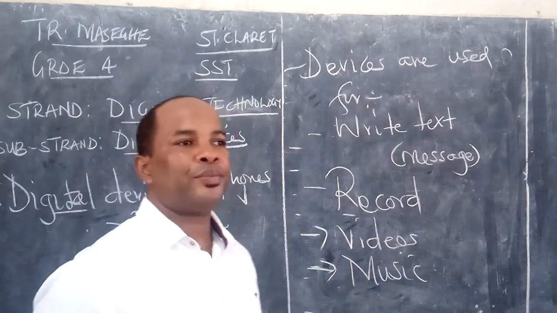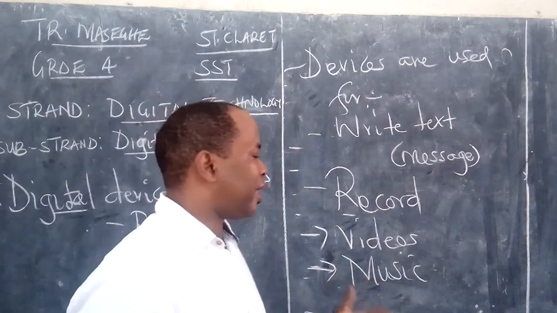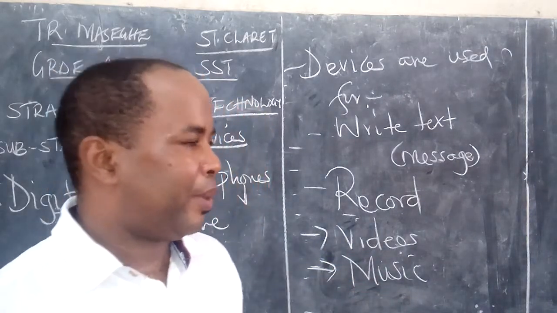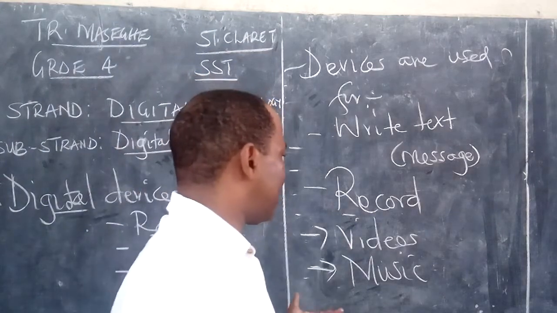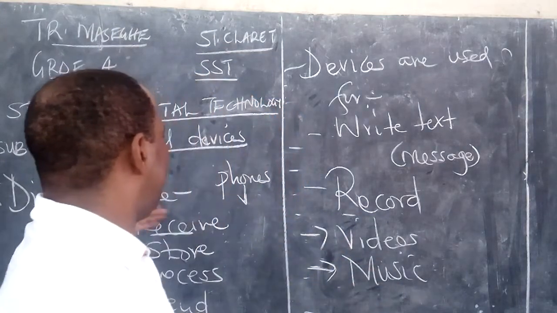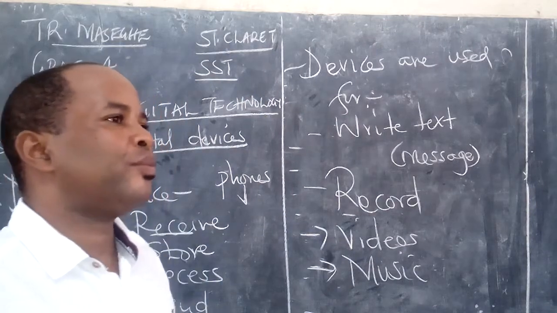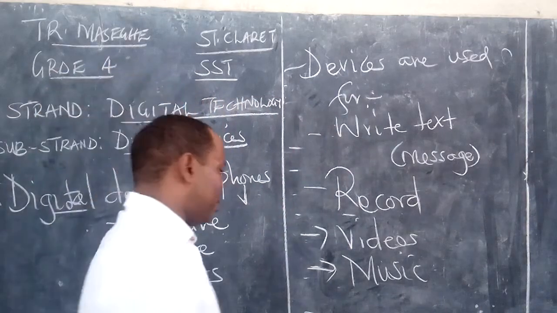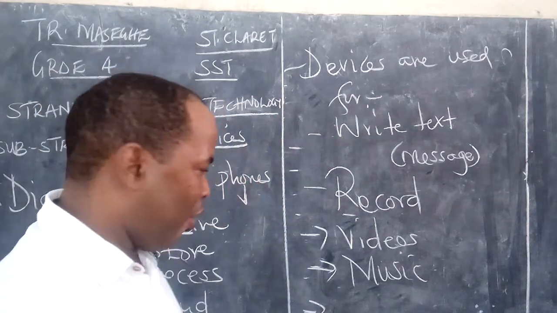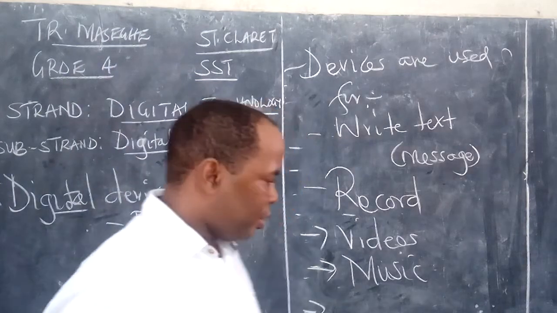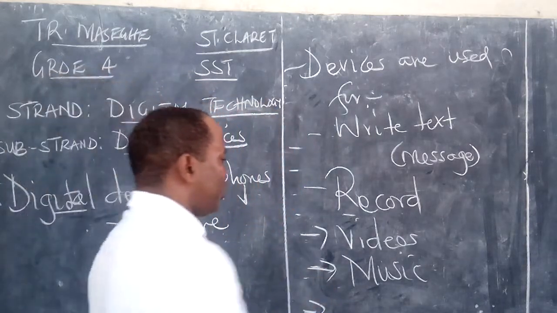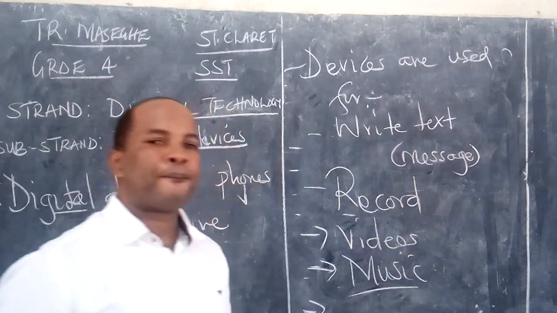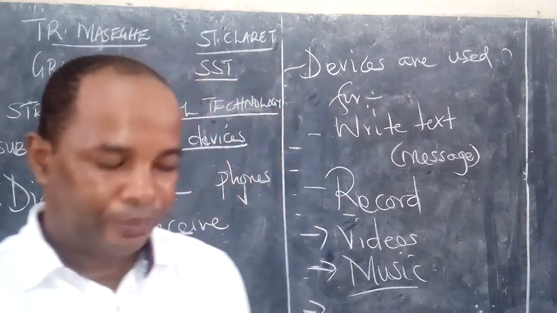We have cameras. Those good cameras that can capture how maybe somebody wants to record a particular music. You find that this person has to use the digital devices to record the music. After that, you are able to see that particular person doing what? Dancing, or showing the type of song he wanted to show.